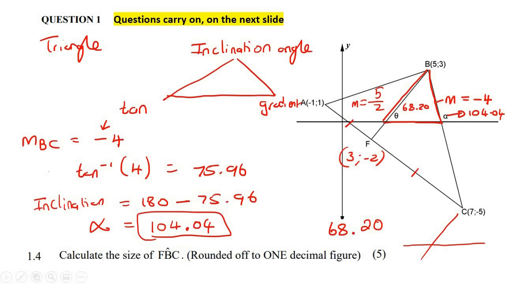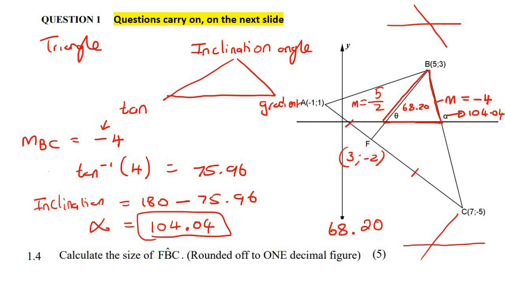So please remember that when you have a positive gradient, you don't need to use the 180 minus technique, and you don't have to worry about any negatives. When you have a negative gradient, then I want you to ignore the negative in the gradient, get the angle, and then just say 180 minus that angle.